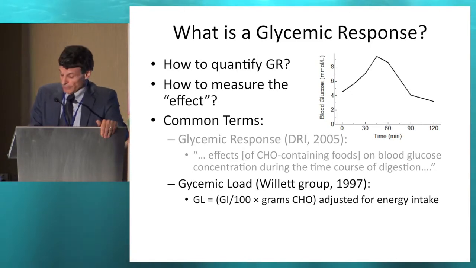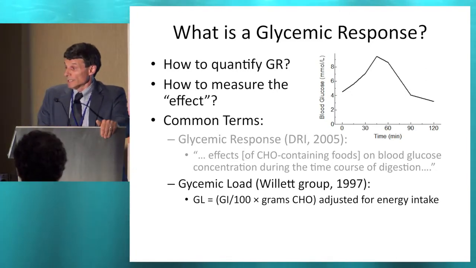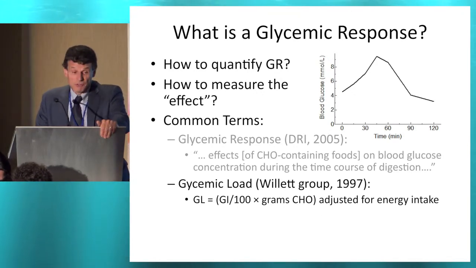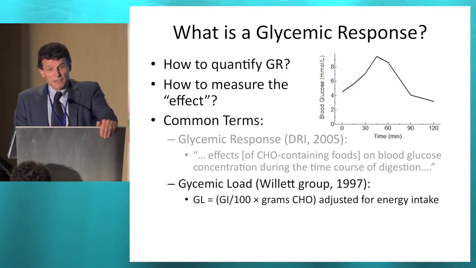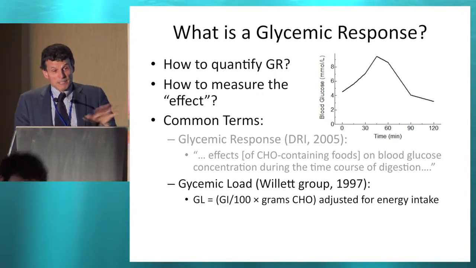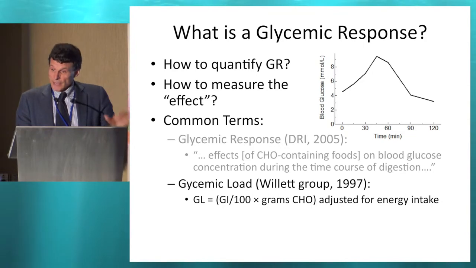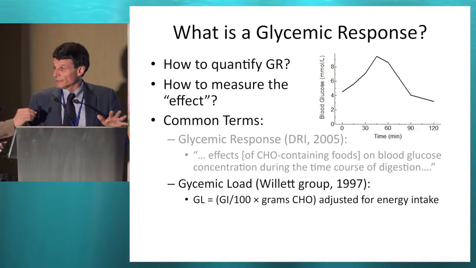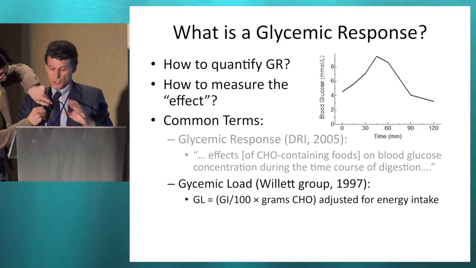So the glycemic load, we've heard a lot about. It was defined originally, as Simon said, as GI times the grams of carbohydrate. And I think it's important to realize that in epidemiological studies, this concept was applied to the entire diet, and it's energy adjusted. So the evidence for the benefit of a glycemic load is an energy-adjusted glycemic load calculation, which doesn't necessarily apply to individual foods.